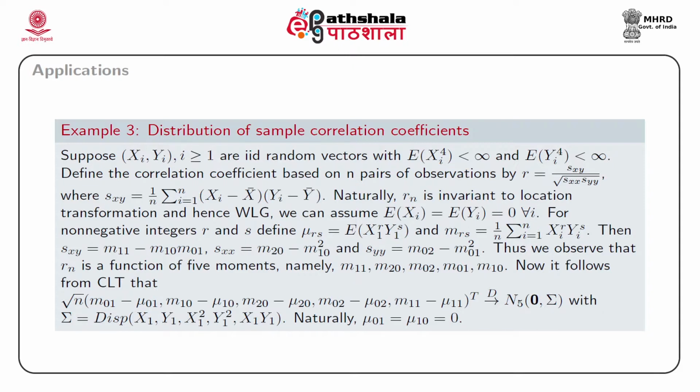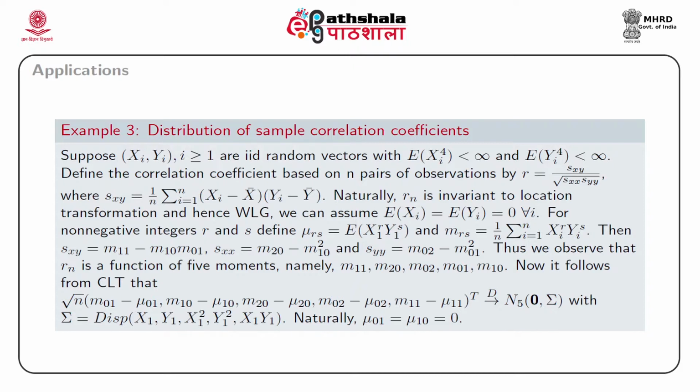Now, it follows from the central limit theorem that the large sample distribution of these 5 moments is a 5-variate normal with mean vector 0 and dispersion matrix sigma, where dispersion matrix sigma is nothing but the dispersion matrix of the vector with components x1, y1, x1 square, y1 square and x1 y1. Naturally, mu01 and mu10 are all identical to 0.